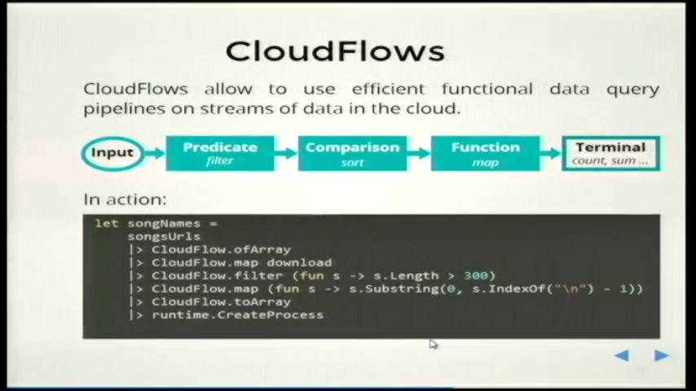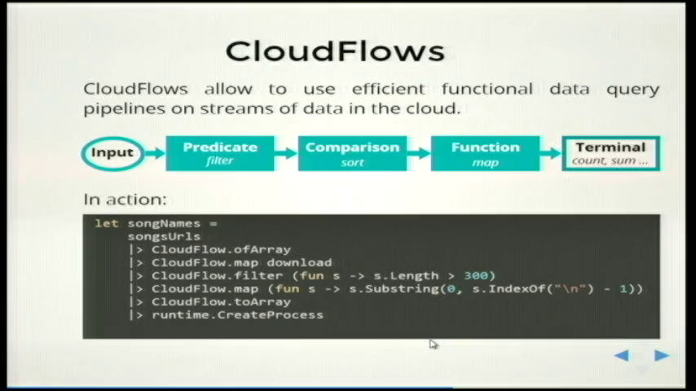Okay, there are also cloud flows. Cloud flows allow us to perform distributed cloud parallel data flow tasks. There is a special way of operation pipelining. First, you have an input. You have a set of intermediate operations like filtering, ordering, transformations, and a terminal operation like count, sum, to array, or any other.